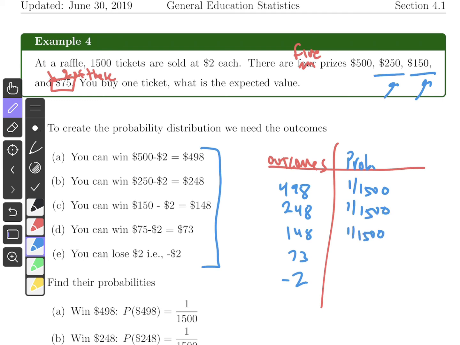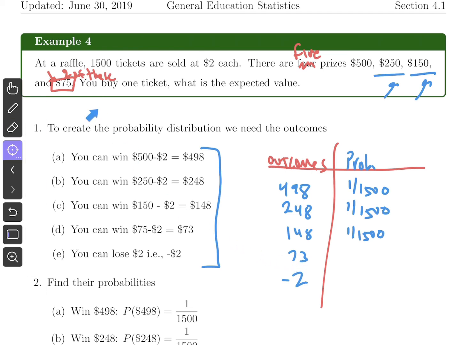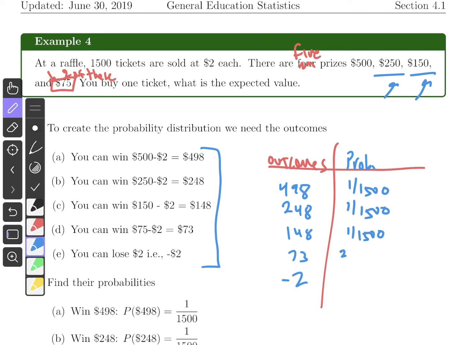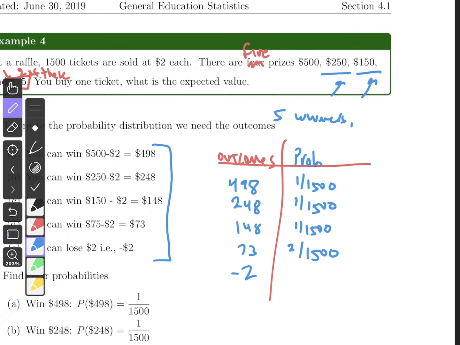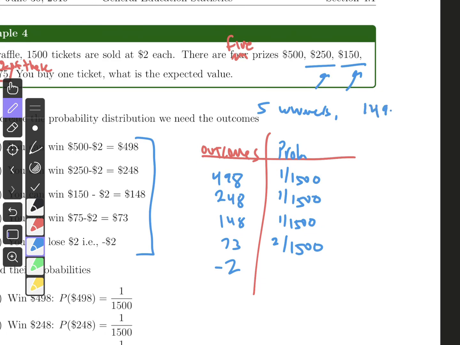Now the next one, the 75, in which case you win $73. I changed it, so now there are 2 of these tickets. So that means there are 2 raffle tickets with the $75 name on it. Now, how about your chances of losing? Well, if there are 5 winners out of 1,500 tickets, it does mean that there's 1,495 losers here. So your chances of losing is 1,495 out of 1,500.